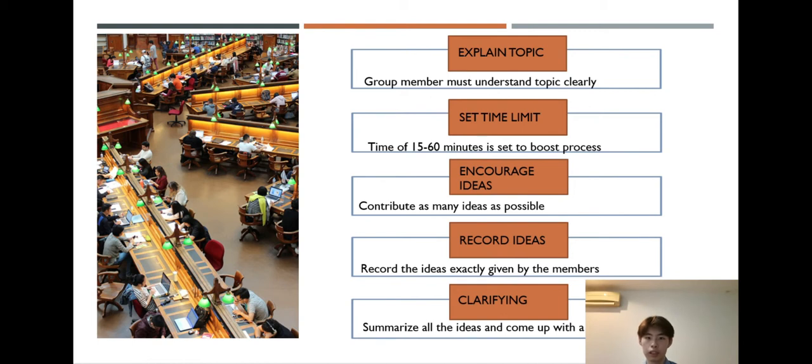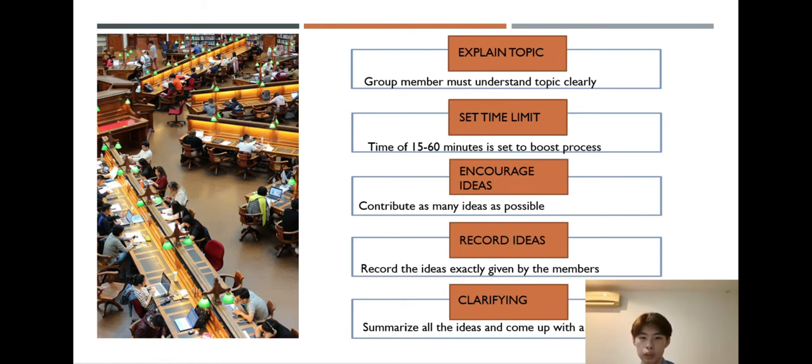Once all the members understand the topic, the leader can set a time within 15 minutes to 1 hour for brainstorming. The time limit depends on the problem's complexity. Group members should set a time limit in order to avoid wasting time. Besides, it will boost the process where members try to figure out the problem in the time set.